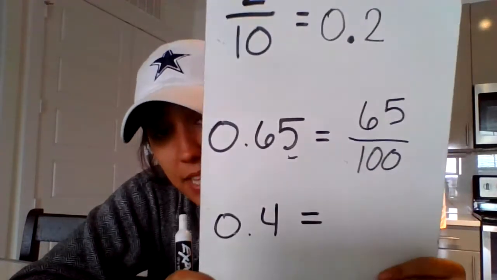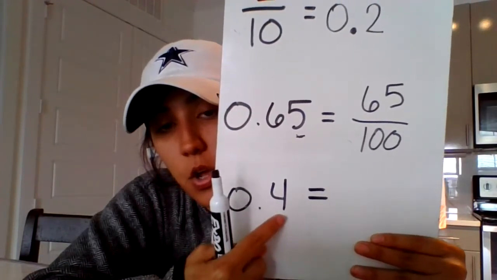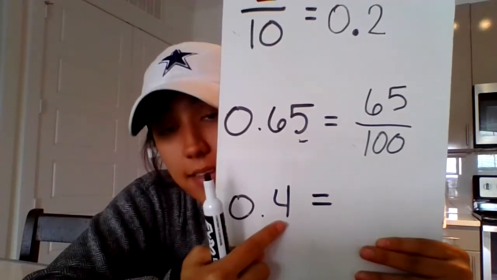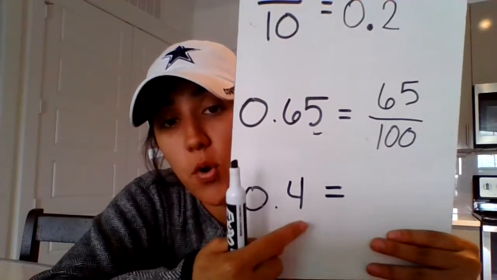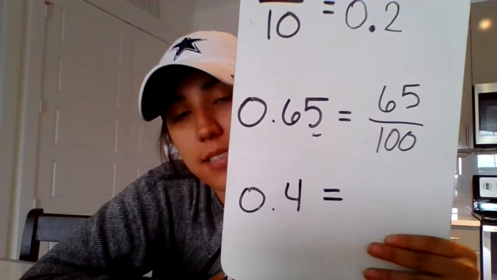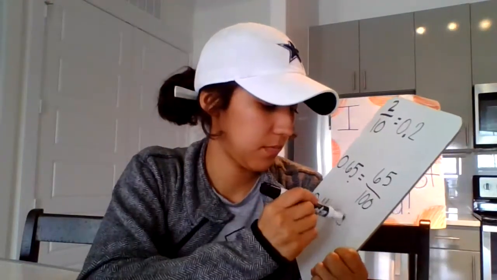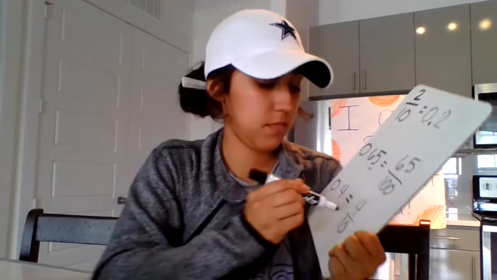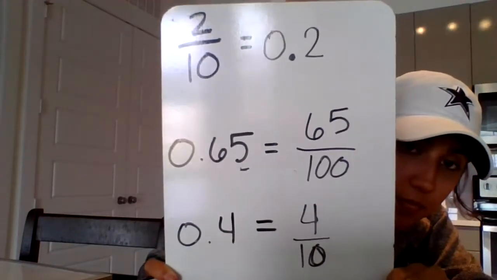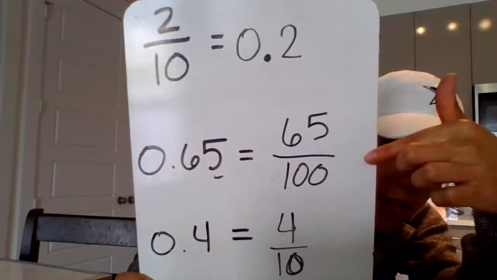The last decimal, let's read it. 0 and 4. What place value is this? The tenths place. So 0 and 4/10. How can we write 4/10 as a fraction? Four-tenths. Okay, so make sure you record these for each of those.